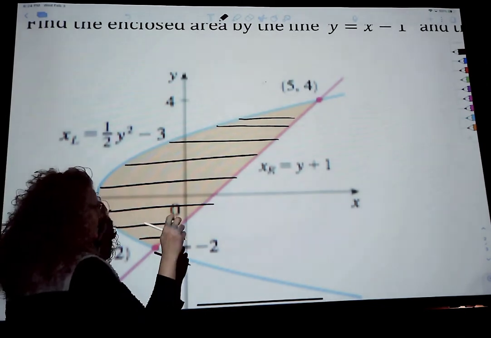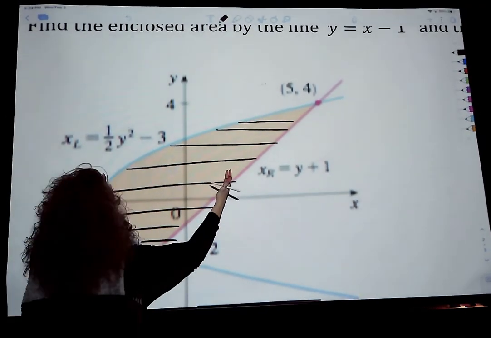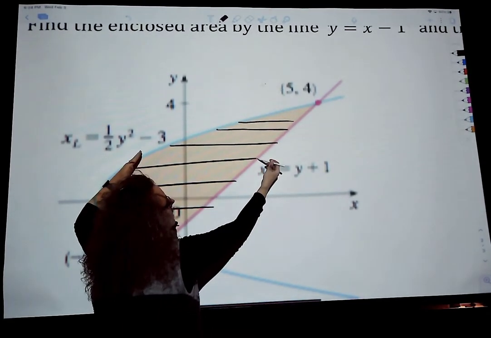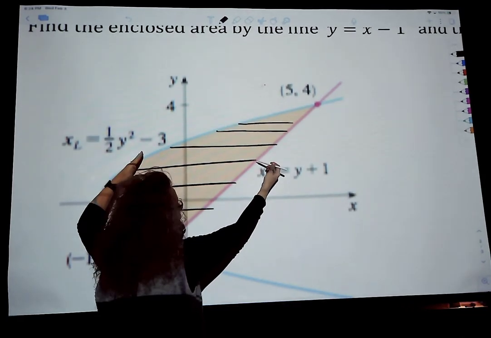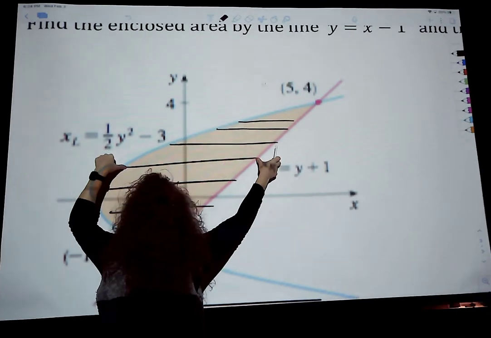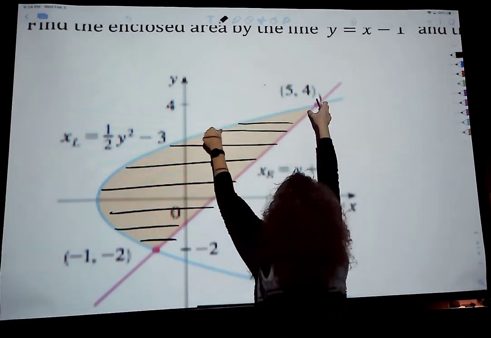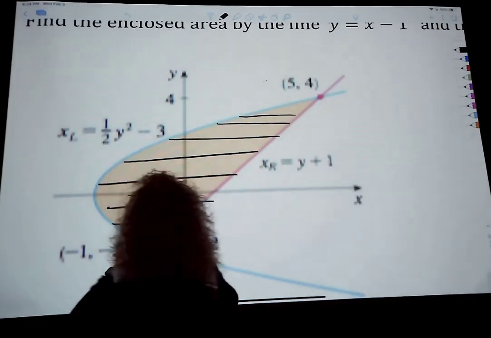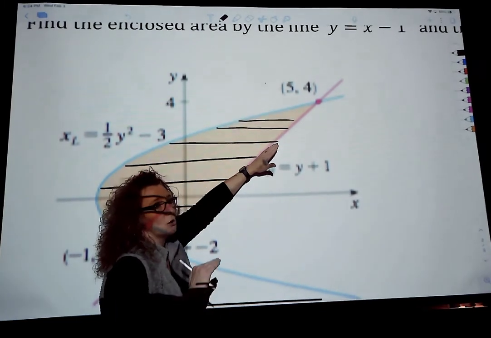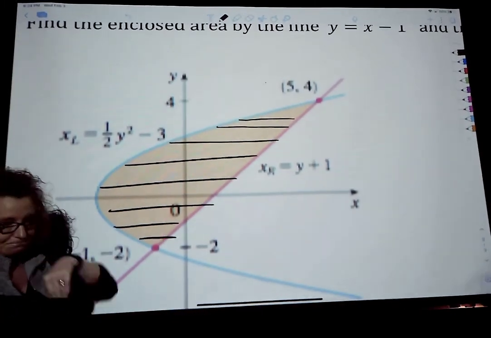So the height of each rectangle goes from here to here, here to here, and so on. Notice that all of the pink x values are bigger than the corresponding blue x value. This x is bigger than this x, and so on. We need to make sure we take the pink function, the one on the right side, minus the blue function, the one on the left side.